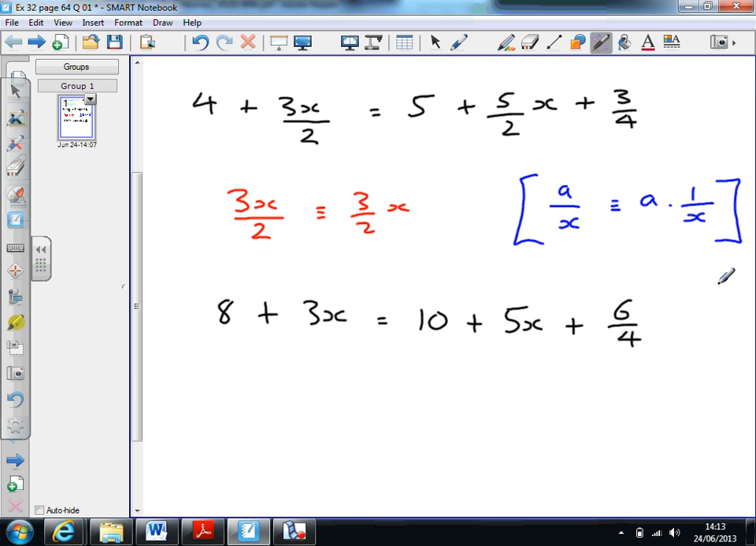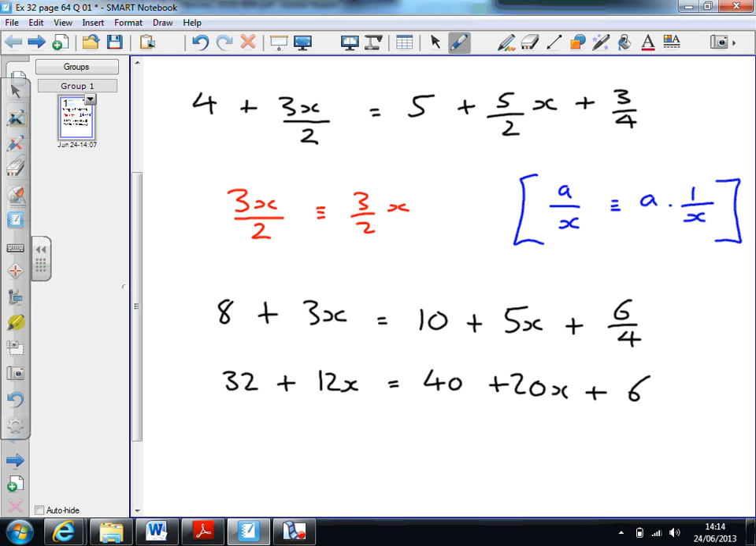Now, I want to get rid of this 4, so multiply both sides of the equation by 4. Multiply every term by 4. And that will get rid of that 4 underneath. So 4 times 8 is 32. 4 times 3 is 12. 4 times 10 is 40. 4 times 5 is 20. And then the 4's gone here. So I'm left with that.